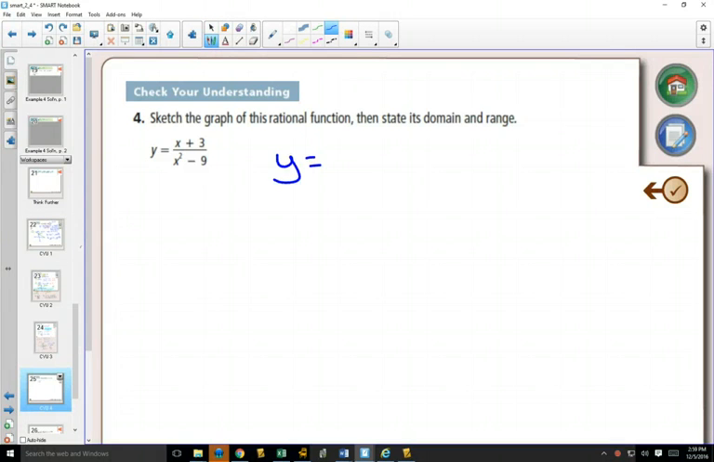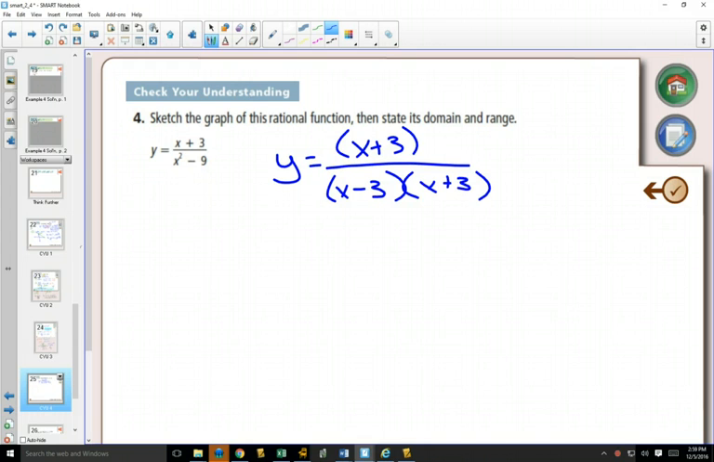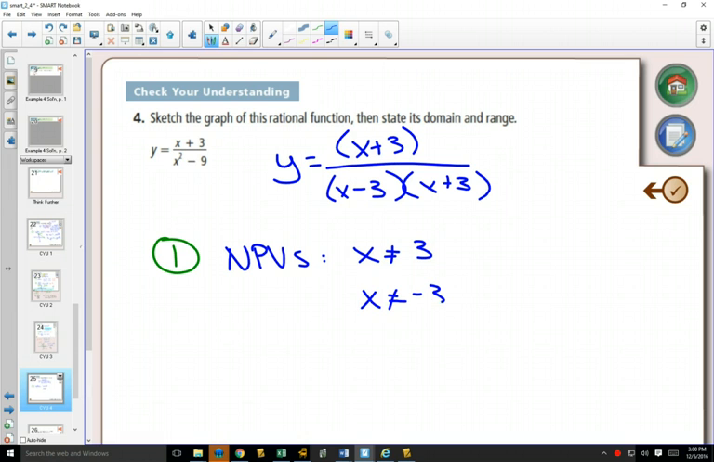Again, we factor things completely. Bottom is the difference of squares. First thing, what are non-permissible values? X can equal 3. X can equal negative 3. Holes or vertical asymptotes?